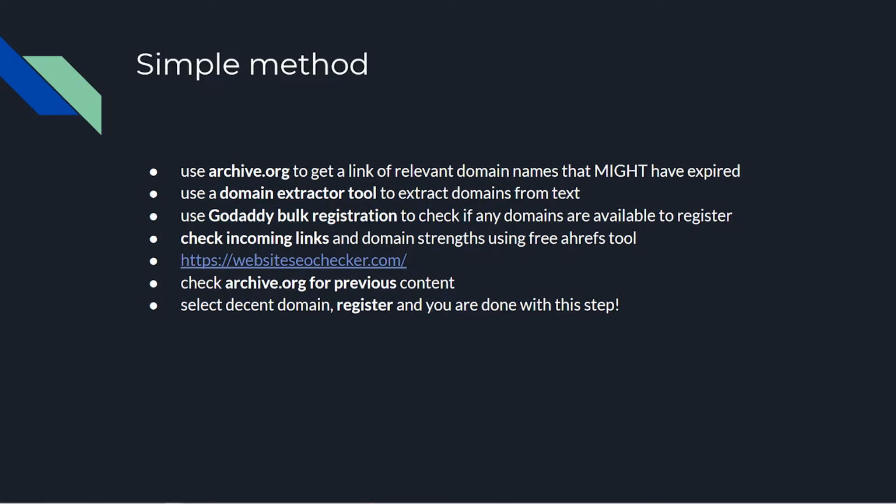Then you just copy and paste all the text on that search, and you use the domain extractor tool to extract all the domain names. You'll search in bulk on a place called GoDaddy, which is a quite big, well-known domain registrar. Once you've done that, you will get a list of any available domains that could be registered.